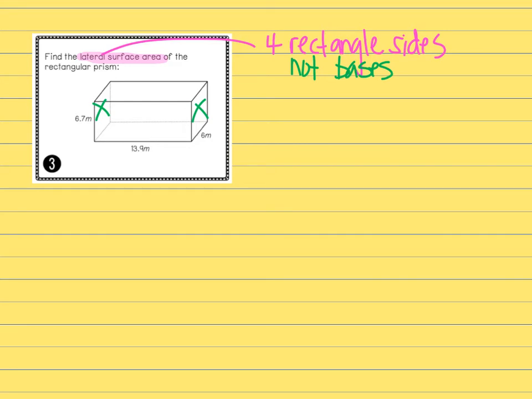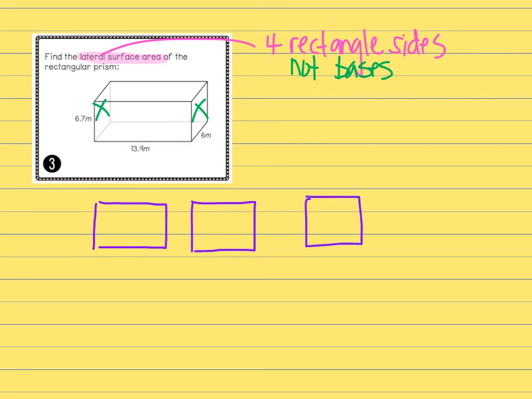So I'm not going to do those 2, but I am going to do the other 4 that would wrap around the sides like this. I'm going to pretend like that shape is turned over sideways. So I'm going to draw the 4 rectangles that I need to find the area of. 2 of them will be the same size, and then the other 2 will also be the same size because rectangles have length and width, so opposite sides are congruent.